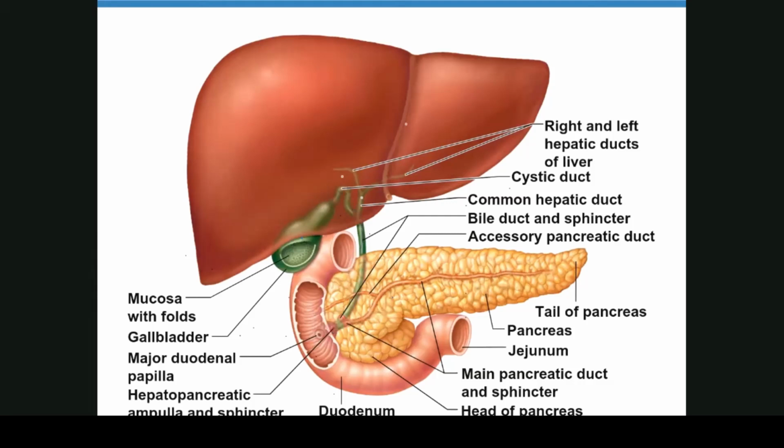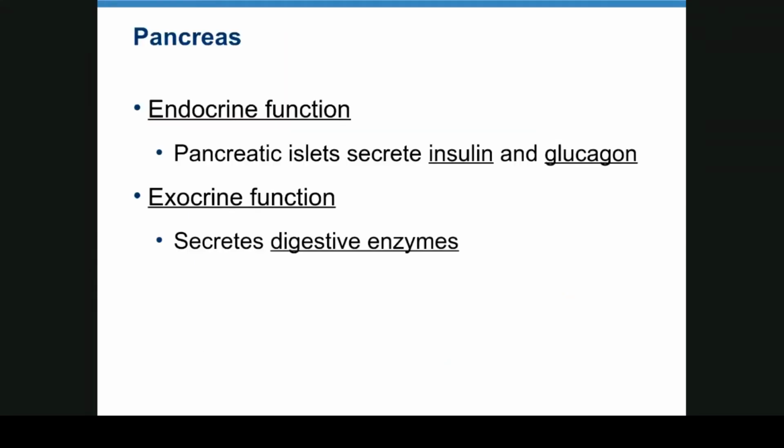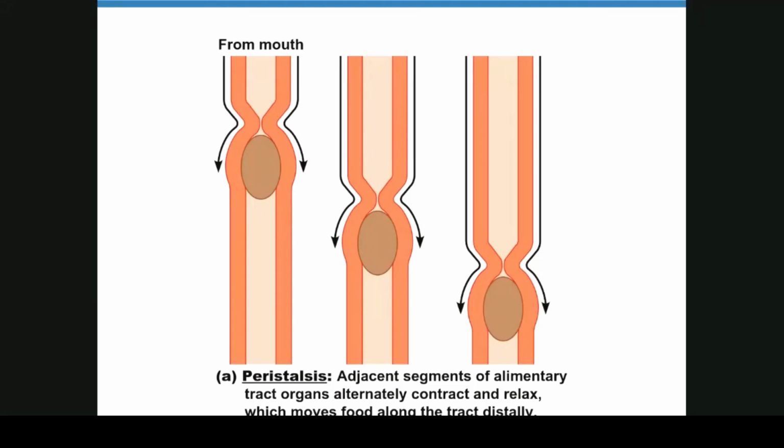A very life-threatening thing. Okay, the pancreas has endocrine function, which secretes insulin and glucagon to regulate your blood glucose. But the exocrine function is your digestive enzymes that are released. And if you don't have the pancreatic function, you do not digest your food.